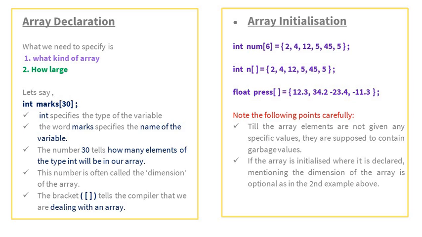If the array is initialized where it is declared, and over here you can see we have declared this array and also initialized it, then mentioning the dimension of the array is optional. Over here you can see in both these cases we haven't specified the dimension of the array. So you can do it like this, but only when you are declaring and initializing in a single statement.